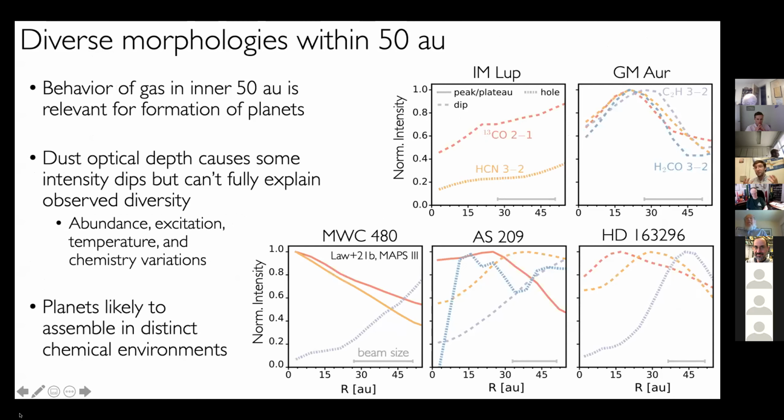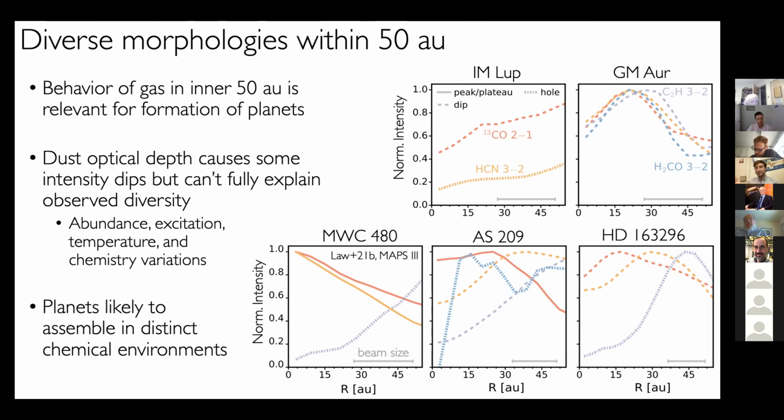Okay, so what about the innermost region? So I talked about the chemistry of planet formation. So within the innermost 50 AU in these disks, which we now have access to because of the high resolution of these observations, we can also ask what is the behavior of the gas like? And it turns out it's equally diverse. So we see very diverse radial morphologies, even in the innermost regions of these disks. So here's the 5 different panels for 5 different disks. We just picked some representative lines, CO in red, HCN, which is a nitrogen bearing molecule, in orange, a hydrocarbon, C2H, in purple, and formaldehyde, which is a small to medium organic molecule, in blue.